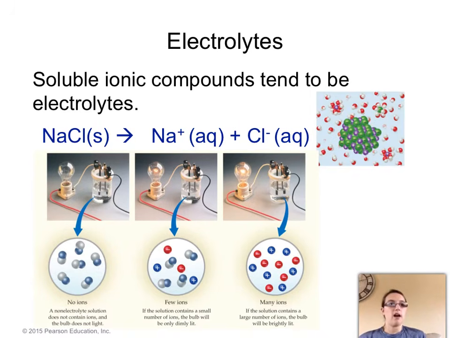Soluble ionic compounds tend to be electrolytes. So when you have a soluble ionic compound and you put it into water, such as sodium chloride, it will dissociate into its ions and conduct electricity, making it an electrolyte.